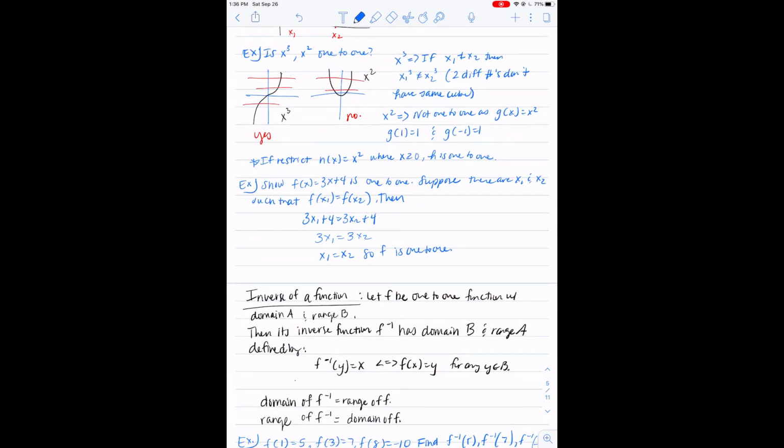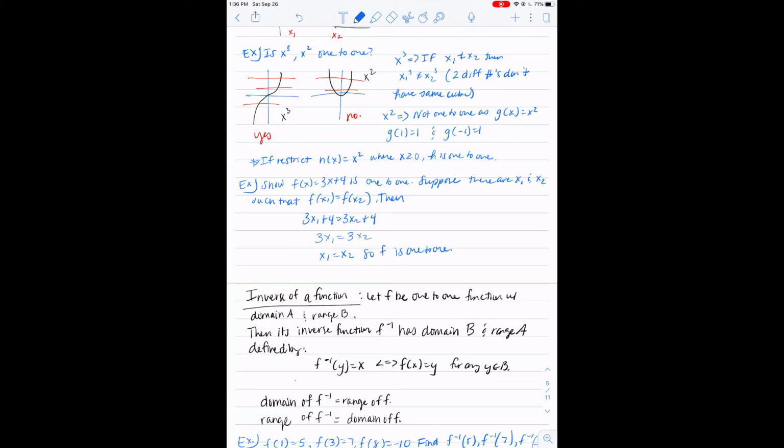Okay, here we have an example. Are x cubed and x squared one-to-one? x cubed, yes, it's one-to-one. We do our horizontal line test and it passes. If x1 doesn't equal x2, then x1 cubed does not equal x2 cubed. So basically, no two different numbers have the same cube.